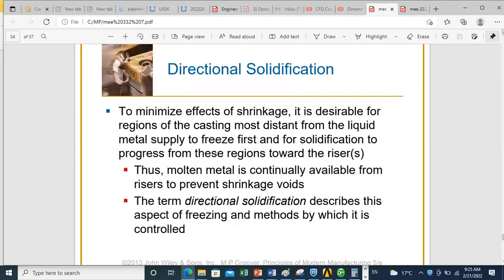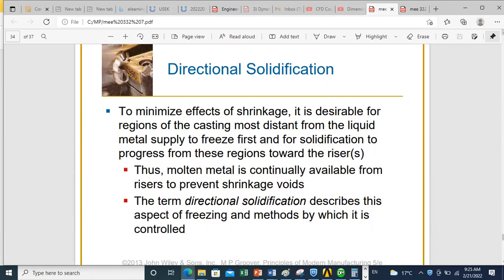Now, to minimize the effects of shrinkage, it is desirable for regions of the casting that are most distant from the liquid metal supply to freeze first, and for solidification to progress from these regions towards the riser. And if you can create what we call directional solidification, we'll be able to get rid of voids.